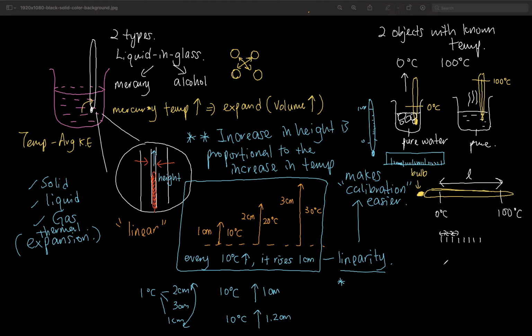Okay, 100 equally spaced divisions to represent 1 degree mark. Okay, right down here. Okay, 100 equally spaced divisions.